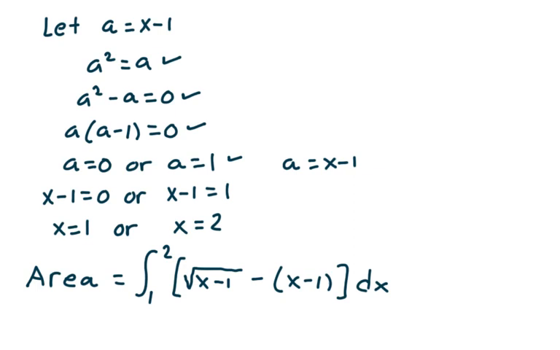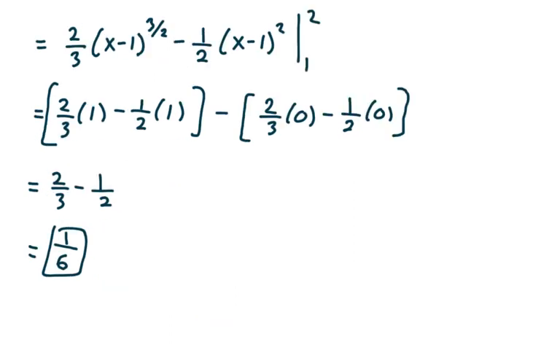So the area is the integral from 1 to 2 of the square root of x minus 1 minus the quantity x minus 1 dx. And remember, we're taking the top function, we're subtracting the bottom function, and we're going to integrate that difference with respect to x.